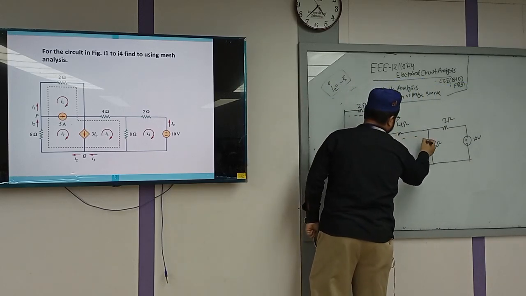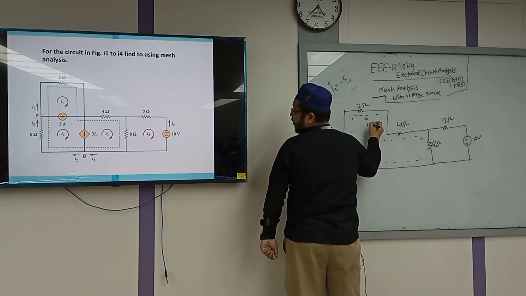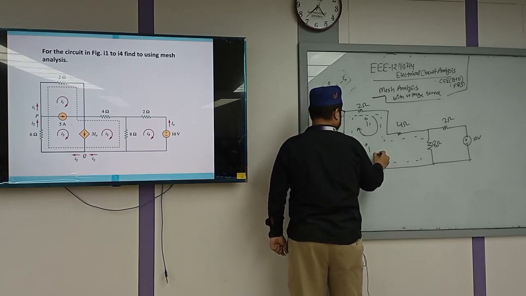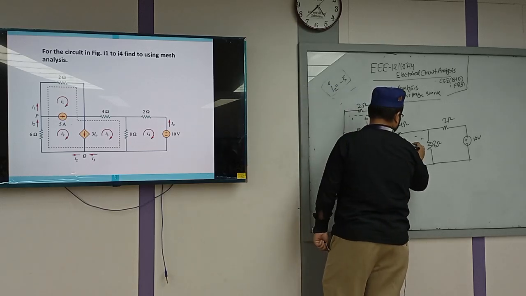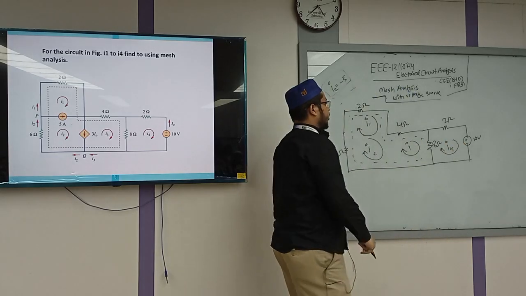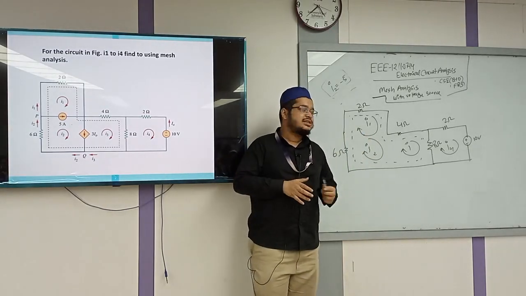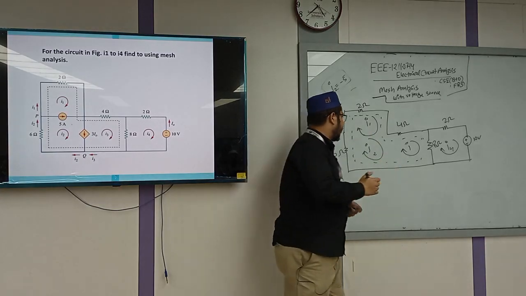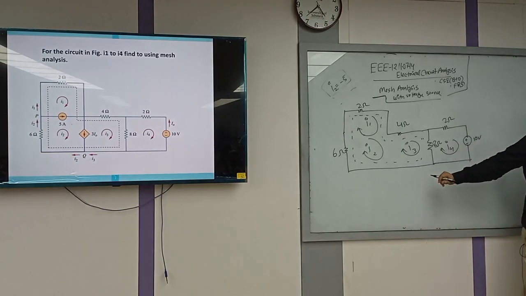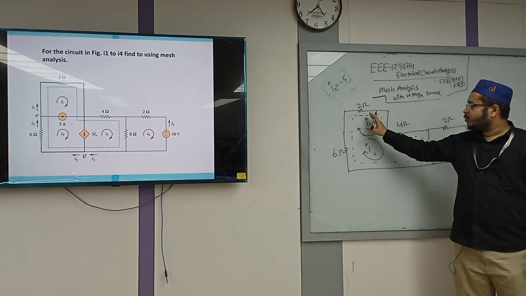So these three meshes will form two super meshes. Clear? What will be the calculation? For the super mesh we treat the whole thing as one loop, but the currents will remain the same as before.